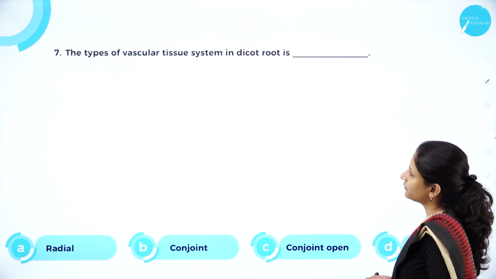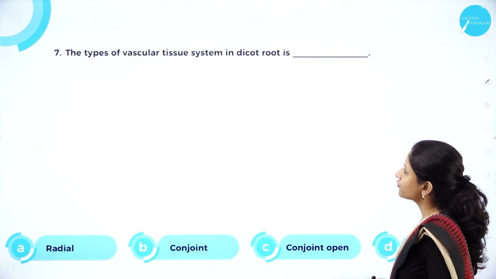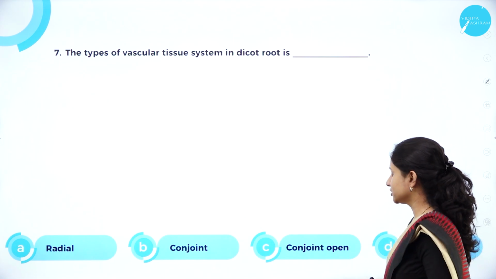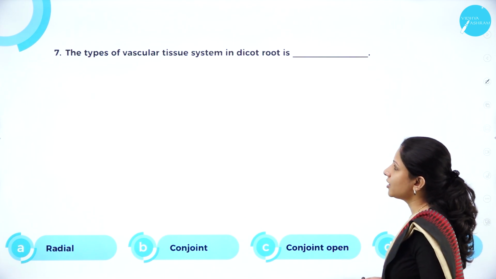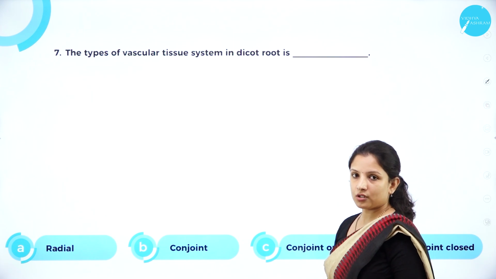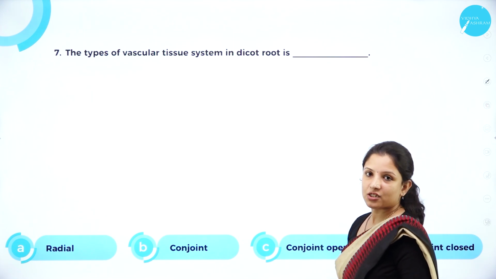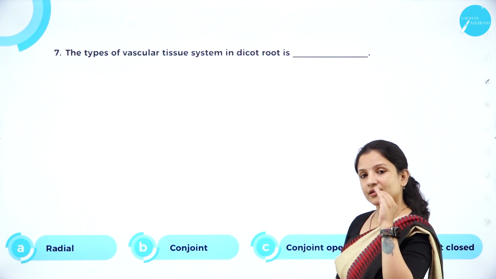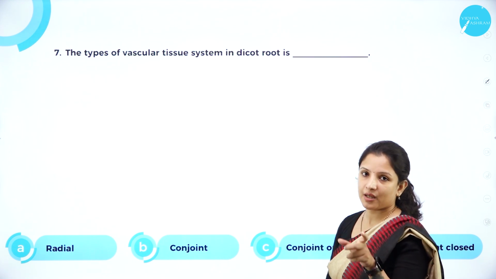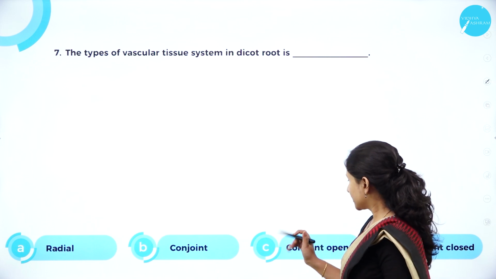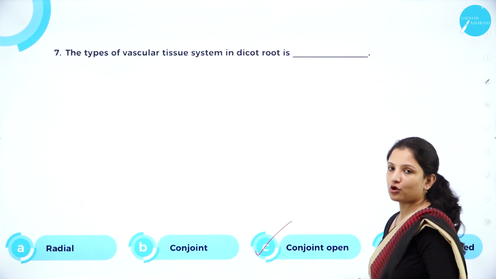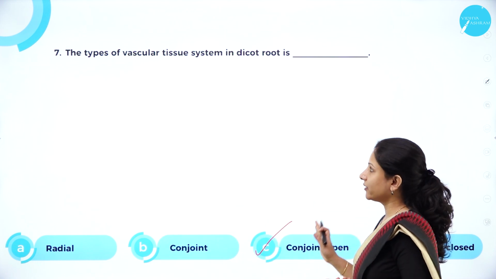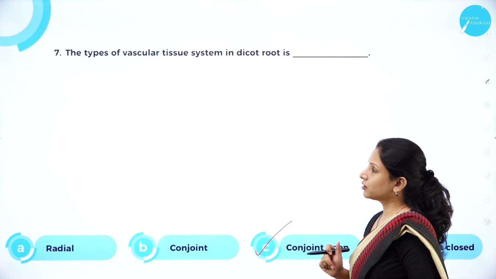Next question, the type of vascular tissue system in dicot root is radial, conjoint, conjoint open, conjoint closed. If you remember, I told you later on that the vascular tissues in the dicot root form a cambium between the xylem and the phloem, right? So therefore it is a conjoint open type. Option C is the right answer here. So conjoint open type vascular bundle is present in the dicot root.